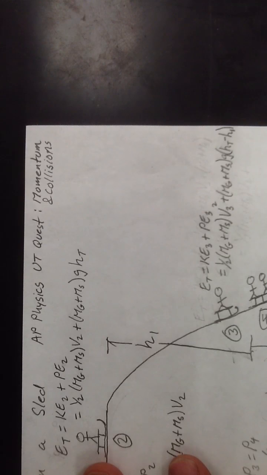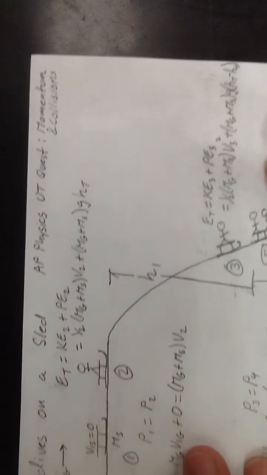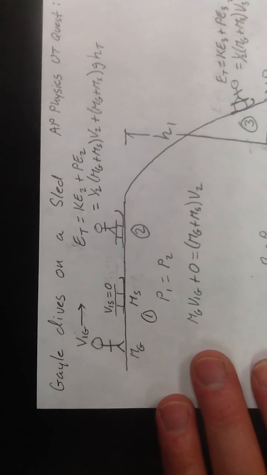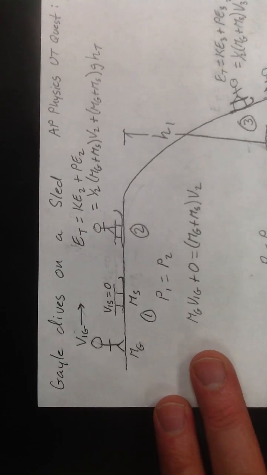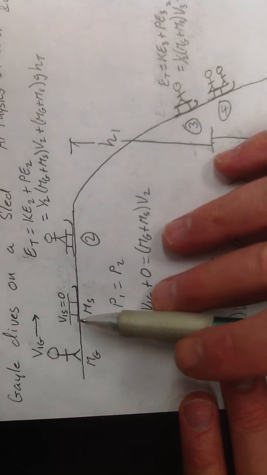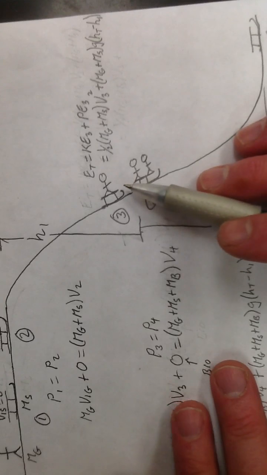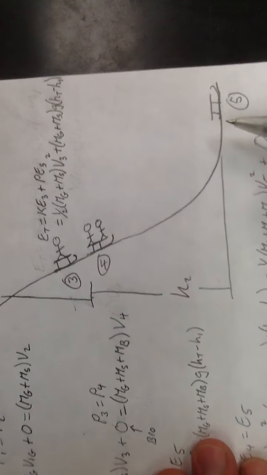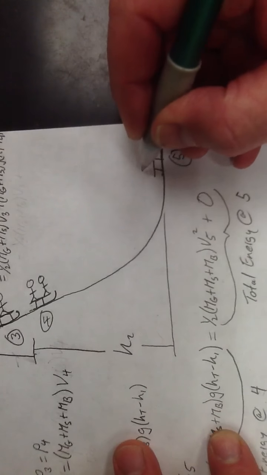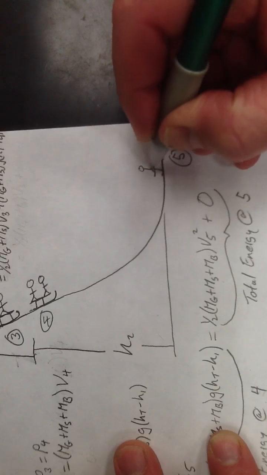Okay, AP Physics UT Quest momentum and collisions problem. This is the famous Gale dives on a sled problem. And in a nutshell, you got this girl. She dives on a sled, goes down a hill. Halfway down the sled, her little brother jumps on, and then they merrily go down both to the bottom here.